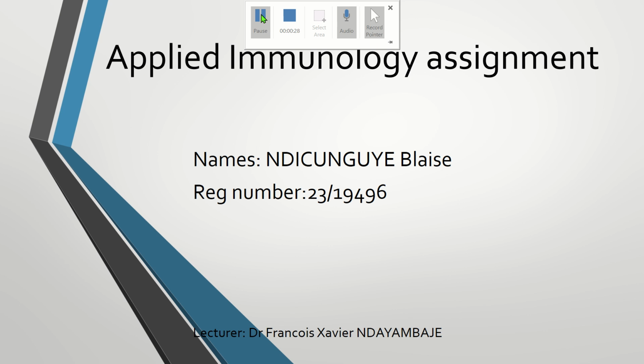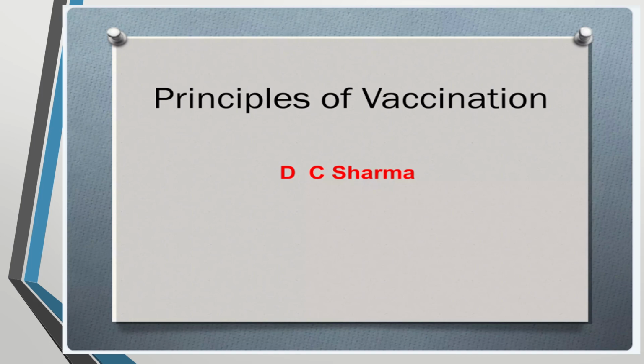Today we are going to go through an assignment of applied immunology. I'm going to work on the questions from question number 17 up to question number 20. Let's continue to the questions we are going to deal with. We are going to deal with the questions about the principle of vaccinations.